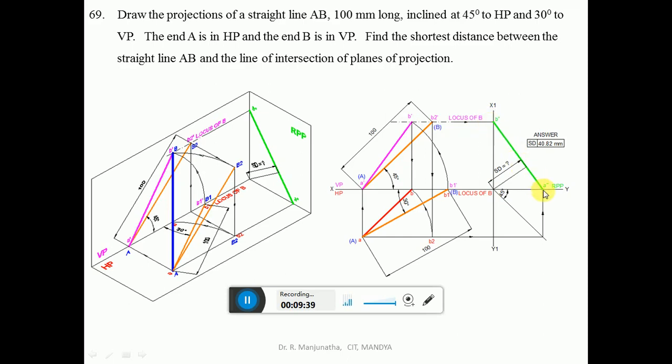Darken this A dash B dash, and then find the shortest distance by measuring this angle. You know this angle is 90 plus this angle. To find this angle, 180 minus this angle plus this angle, that is 90 plus this angle, will give you this angle. When you draw a line, it will intersect at this point. Then you measure this shortest distance, which will be 40.82 when you are doing it on the computer. When you are doing it manually, it will be 41 mm. So this is how we will be able to solve this problem in the sketchbook.